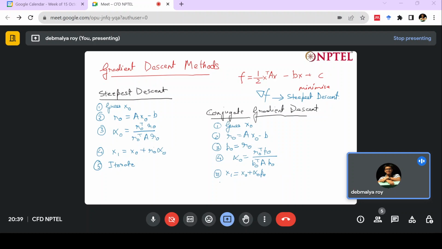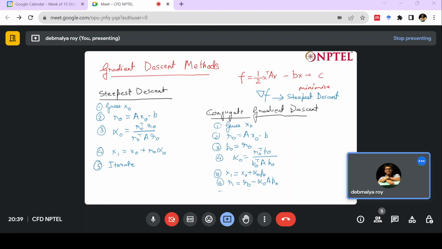You will first find out the next r1. So r1 will be again your Ax1 minus b, or you can also use this r0 minus alpha 0 A p0. Both are the same thing.